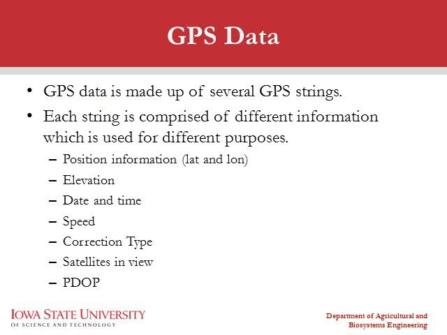So what's the data itself look like? Well, the GPS data is made up of several GPS strings. GPS strings indicate unique pieces of information that are provided by the GPS receiver. Each string is unique and can provide things like position information, latitude, longitude, elevation, date and time, speed, correction type, number of satellites in view, PDOP values, a variety of really key information for understanding the quality of our GPS unit.